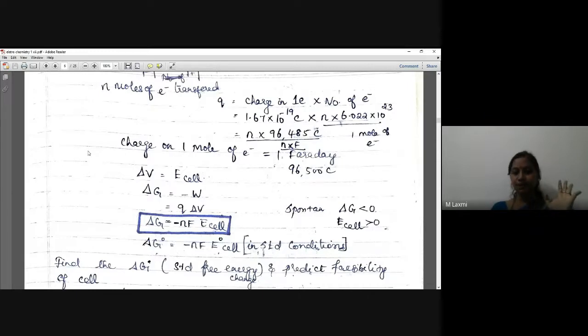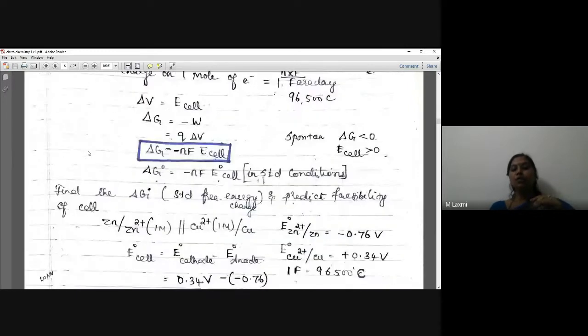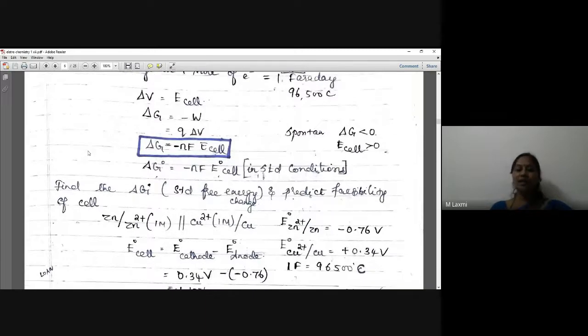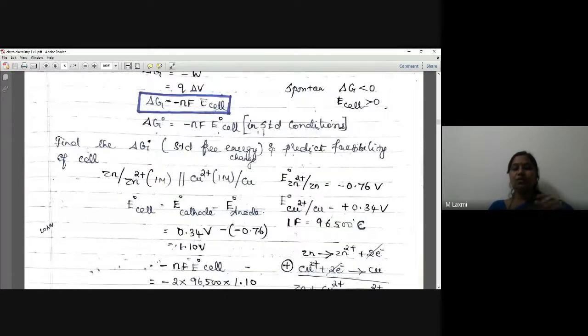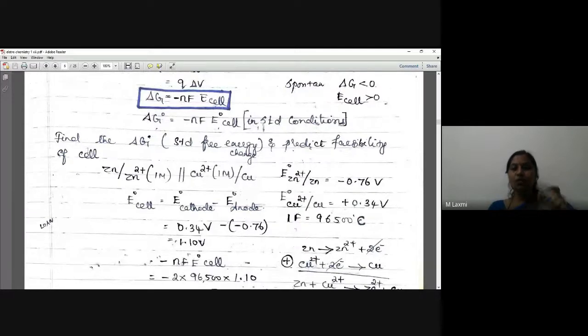That's all. So we saw few numericals based on finding the free energy change and how to predict the spontaneity of the reaction. So for that, in order to find out delta G, you should know first what is E naught of cell. Only then can you find delta G, because what is the formula for delta G? Delta G is equal to minus nF E naught of cell. So I need to find first E naught of cell.